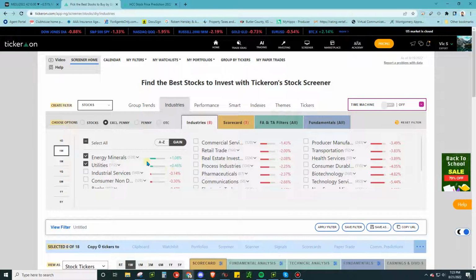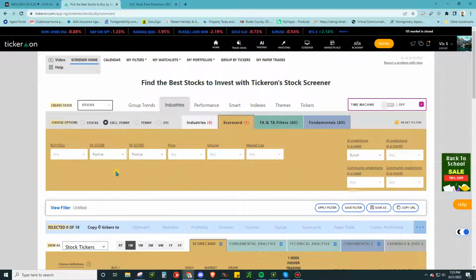Utilities and energy, not exactly bullish for the rest of the market. So I already kind of know that I'm basically going to be bearish on everything else for the next week or so. But energy and utilities, I'll be long those. And so then we check mark those.